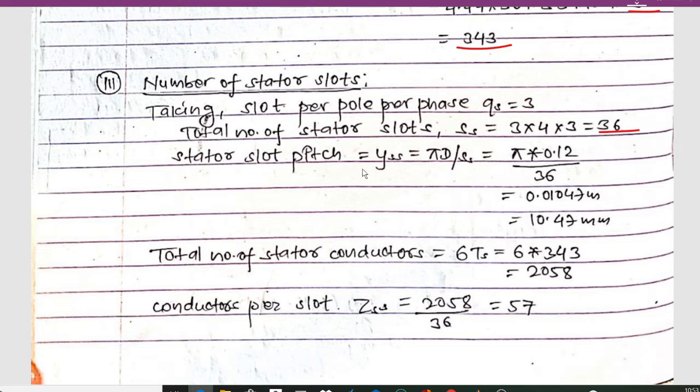The stator slot pitch is YSS, so pi D upon SS, that is pi into D, where D is 0.12 and SS is 36. We'll get the value as 10.47 mm. The number of stator conductors is 6 TS, so 6 into the obtained value of TS as 343, we'll get 2058. Now conductors per slot is 2058 upon SS, which is 36, so we'll get 57.